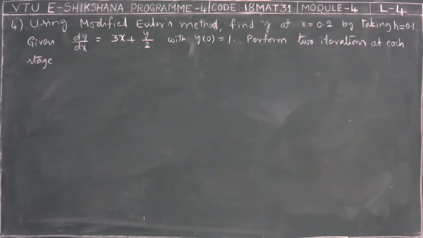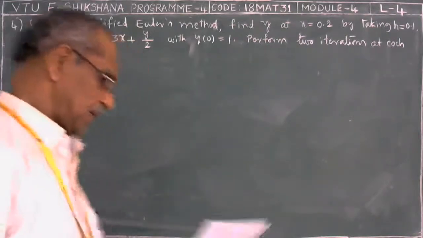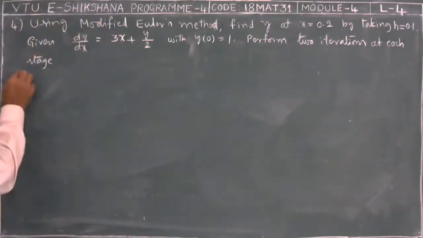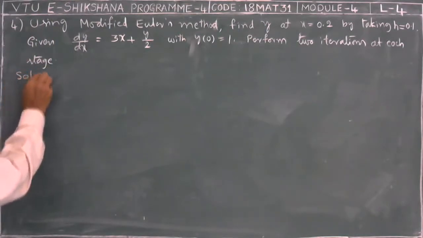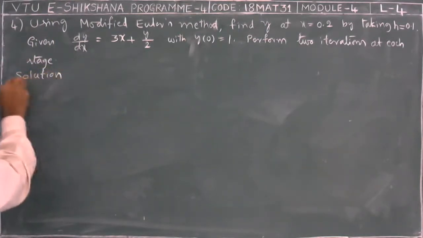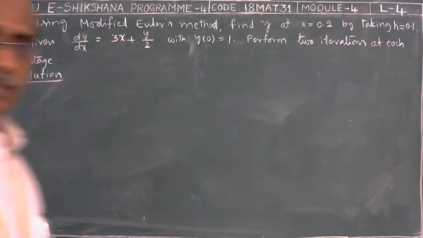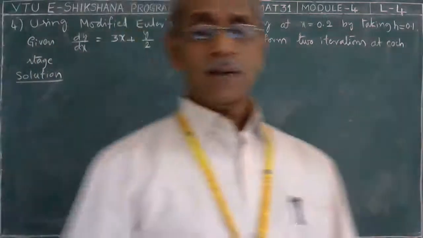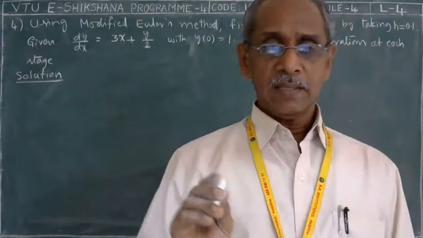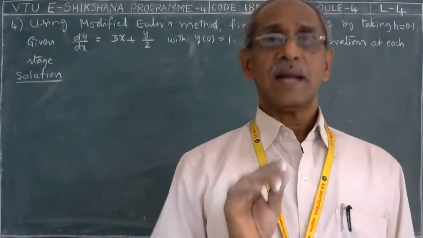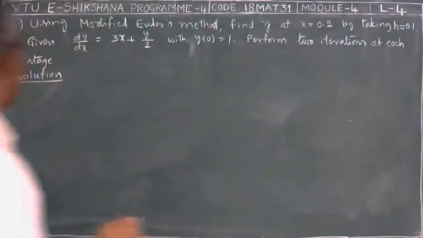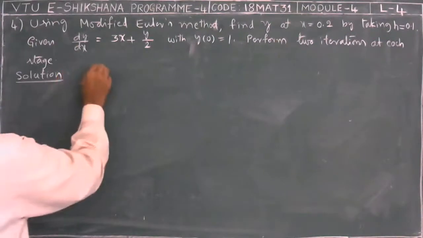Perform 2 iterations at each stage. Okay. So as usual, let us write down the given data. First, to start with the problem, always keep it in mind that you write the given data sufficiently.